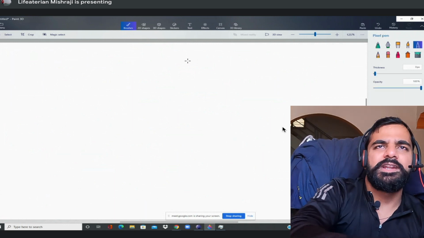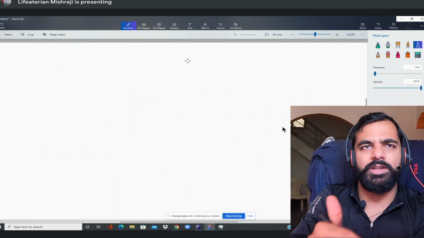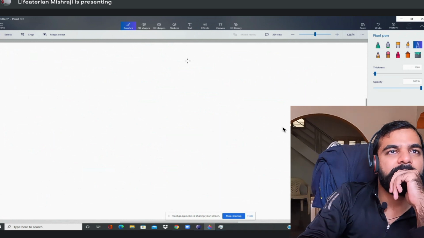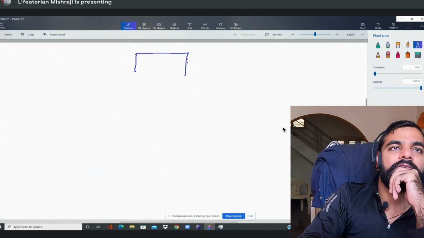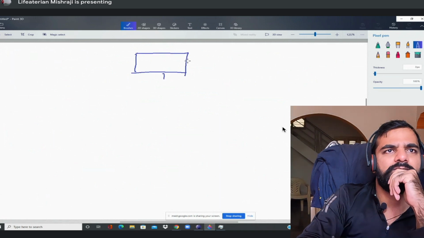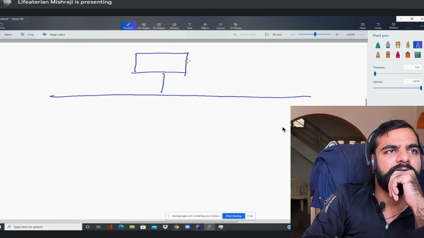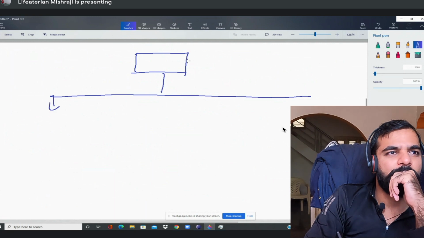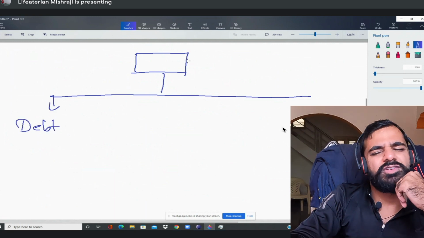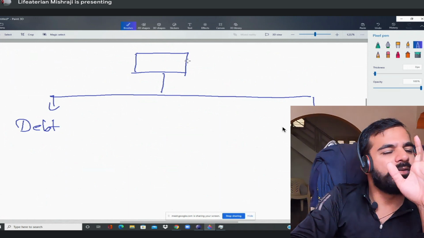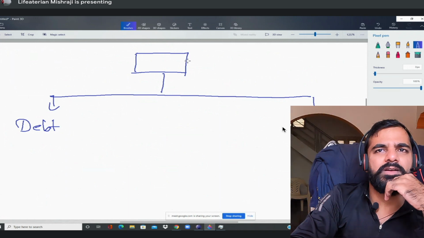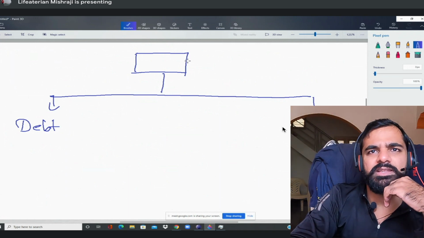So whenever you are expanding a company or creating a company, when you have to make your company big, you have two major options. One is debt, that is loan. It might be bonds or any kind of thing. It is usually for interest. And the other one is equity.